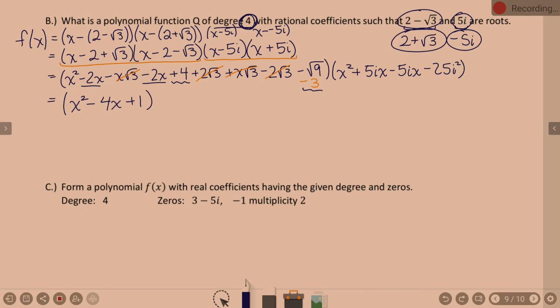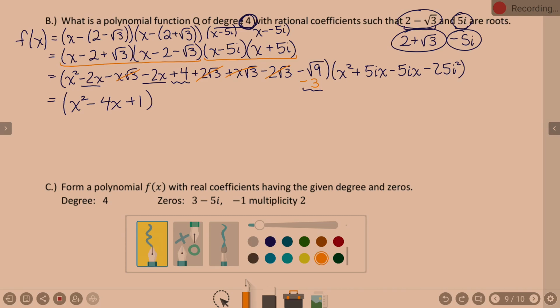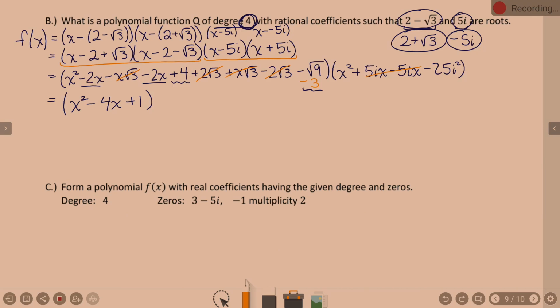Okay, don't forget about the other parenthesis over here. 5ix minus 5ix cancels. What's minus 25i squared? That becomes plus 25, yes? Because remember, i squared is negative 1. So negative 25 times negative 1. Okay, almost there, almost there. So what's that parenthesis become? X squared plus 25.